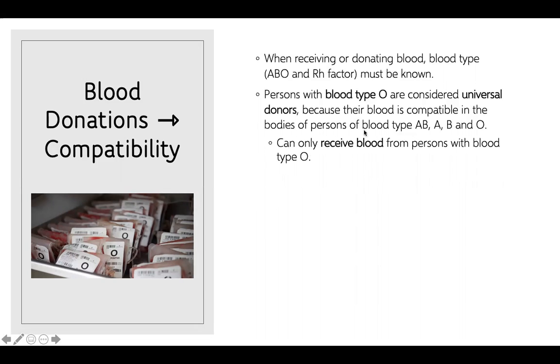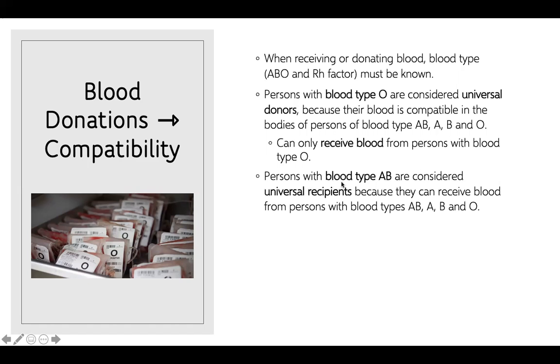Persons with blood type O can only receive blood from a type O person. If they were to receive blood from an A, B, or AB, the antigens, if you recall from last lesson, there was that table that showed the antigens on the red blood cell and then the antibodies in the plasma. Type O had the anti-A and anti-B antibodies. So the blood will negatively react in the body of a person with blood type O.